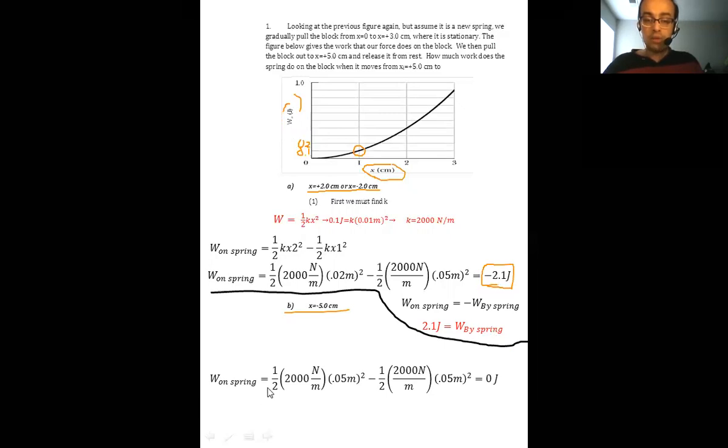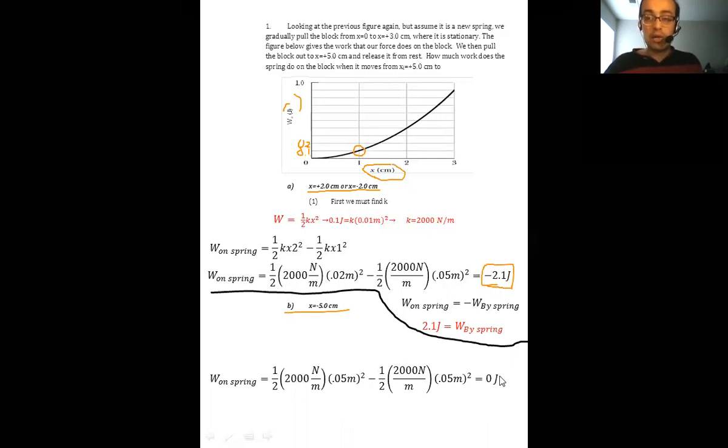If we look instead at the 5 centimeter case, we find that the work on the spring is equal to 1/2 times 2,000 newtons per meter times 0.05 meters squared minus 1/2 times 2,000 newtons per meter times 0.05 meters squared equals 0. And actually, one of these should be a negative. I forgot to write that in, but trust me, one of those is going to be a negative, and we find that it's 0 joules.